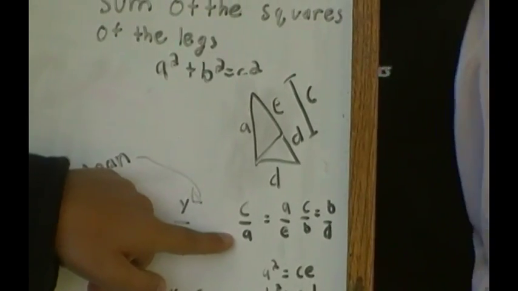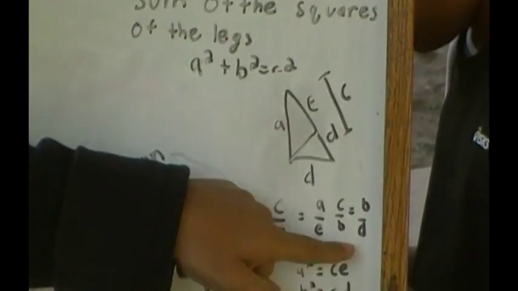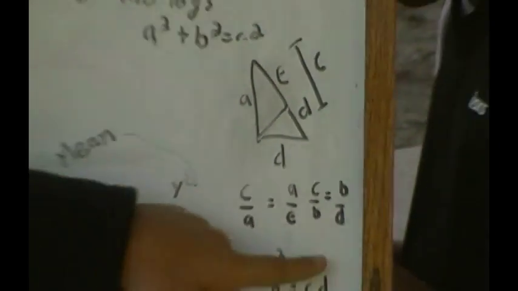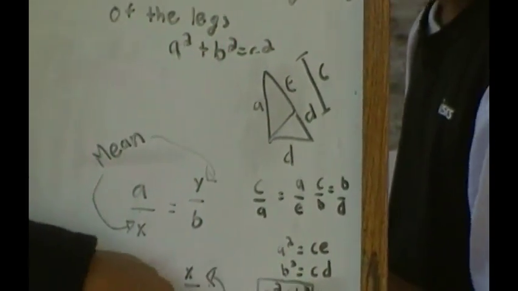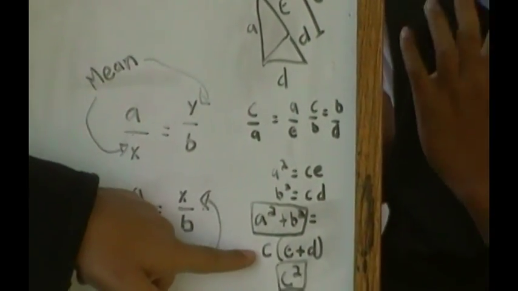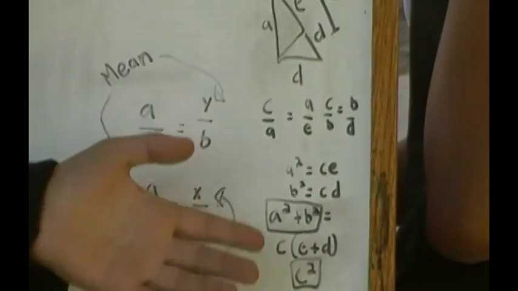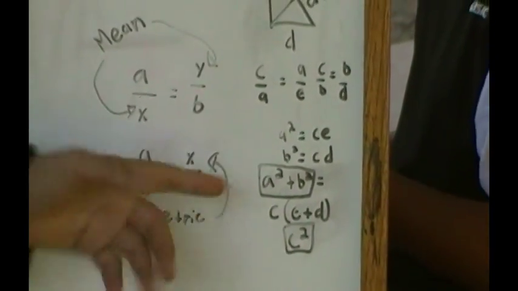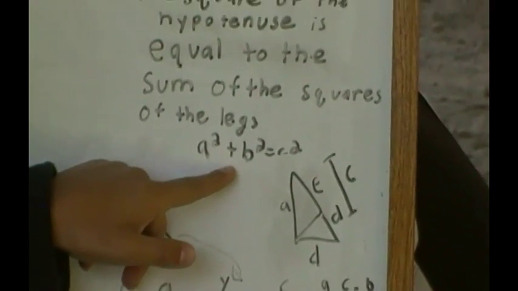Because c over a equals a over e, and c over b equals b over d, then a squared equals c times e, and b squared equals c times d. Now a squared plus b squared equals c, parentheses, e plus d, which equals c squared, making it a squared plus b squared equals c squared.